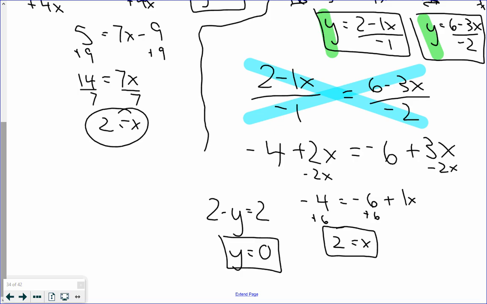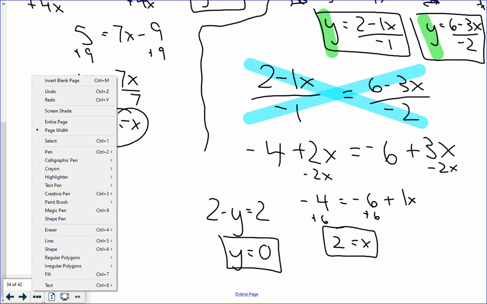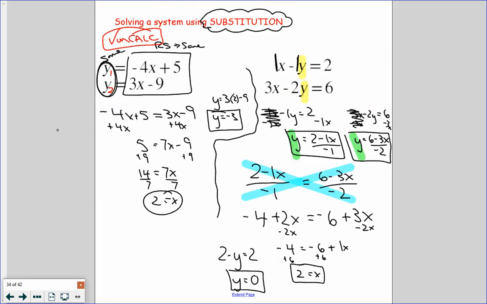Did you still get the same answer? That's fine. That's fine. Okay. Questions on solving by substitution. So is substitution longer? Yes.